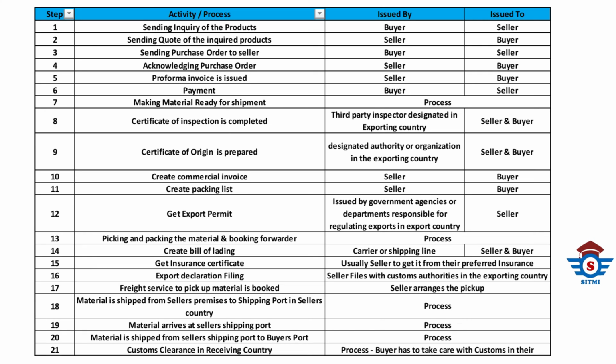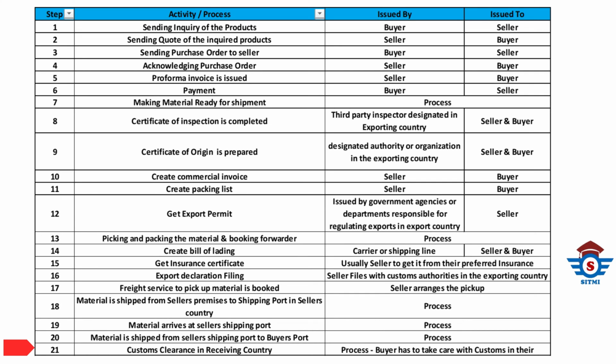material; 14, create bill of lading; 15, get insurance certificate; 16, export declaration filing; 17, freight service to pick up material is booked; 18, material is shipped from seller premises; 19, material arrives at the seller's shipping port; 20, material is shipped from the seller's shipping port to buyer port, which is Mumbai in our example. Now our next step was customs clearance in India.